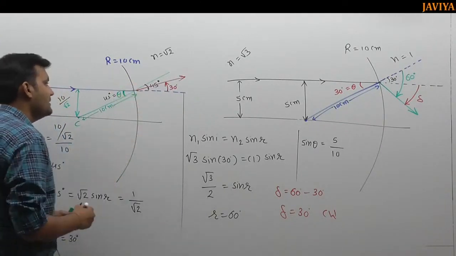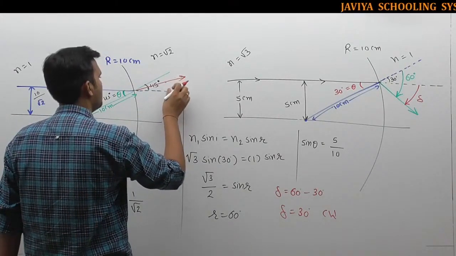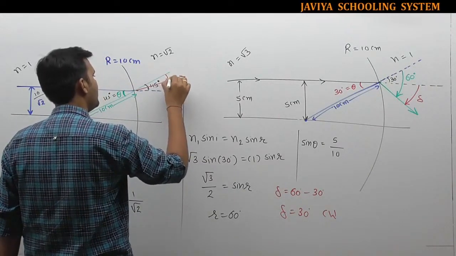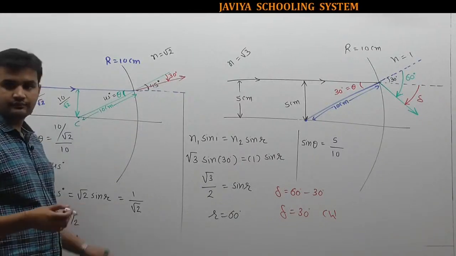Why from here? See, this is a mistake. You should measure from normal, right? This is normal. Here the 30 degree will come from above. So what is deviation?